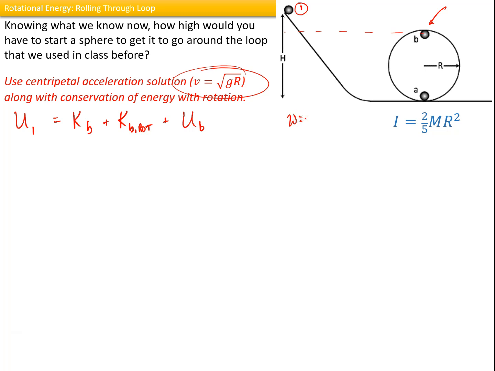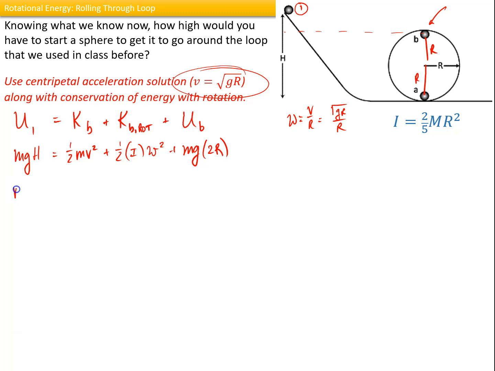Again, we can use the fact that omega equals V over R. And in this case, since omega equals V over R, omega is going to be equal to square root of GR over R. Now I'll expand our conservation equation. We have mg big H in the beginning, and that equals 1/2 mv squared plus 1/2 times I times omega squared plus mg. Now the H at point B, since this is the top of a circle, and the circle has a radius of r, the height is then 1r plus another r, so the height at point B is actually 2r.